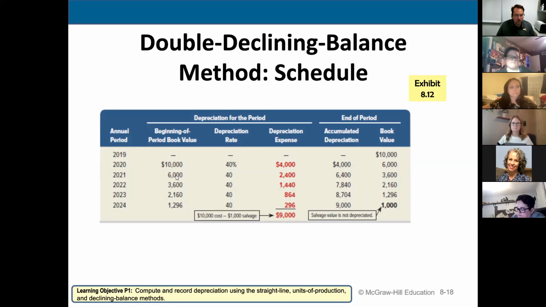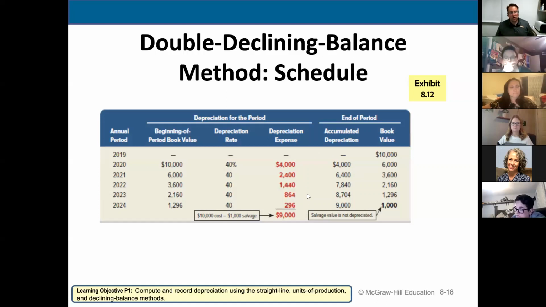Going into the second year, we'll have $6,000 beginning book value. We'll multiply that by 40%. That will give us 2,400 as the depreciation expense for that year. We'll add last year's accumulated depreciation to this year's depreciation expense to give us this year's accumulated depreciation of 6,400. And we'll follow that same process.